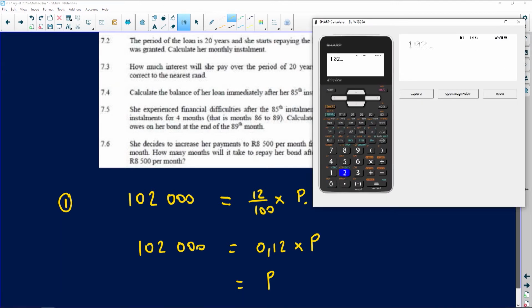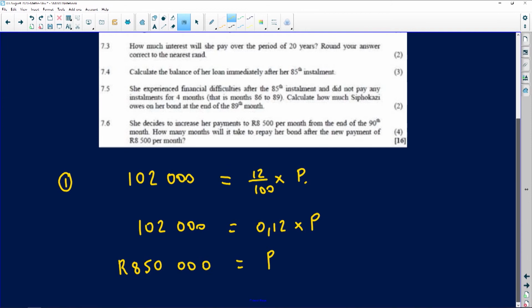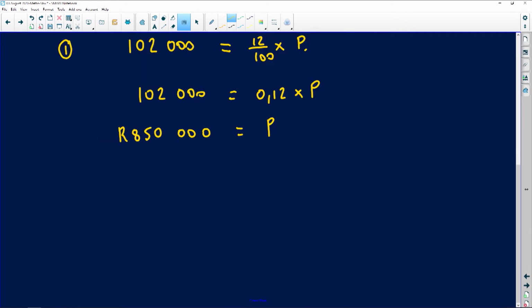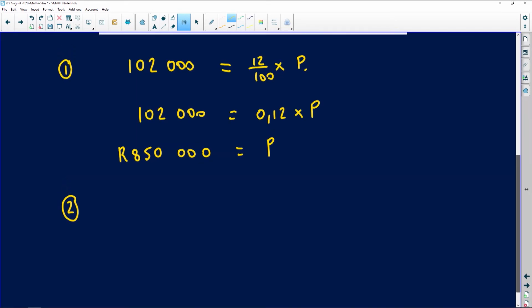So 102,000 divided by 0.12, look at what we're having. We're ending up with exactly 850,000, which means the selling price of this particular house was 850,000 rands. Awesome stuff, right? That was an easy question. We just wanted to figure out if 102,000 is 12% of some price, what is that original price?